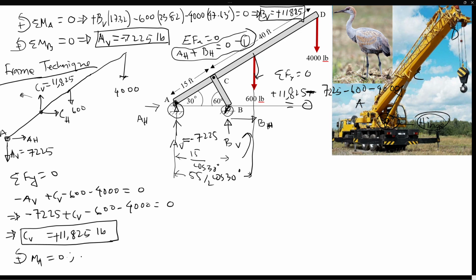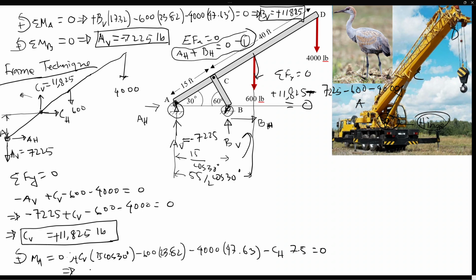So we can write CV times the distance of CB, which will be simply 15 cosine 30 degrees, and that's a positive moment because it's counterclockwise. Everything else will do a clockwise moment. The 600, and the distance of the 600 is 23.82 feet, minus 4000, the distance of that from A is 47.63, minus CH, the line of action of CH is actually this guy, which is 15 sine 30. So that's going to be 7.5. Everything sum to 0.